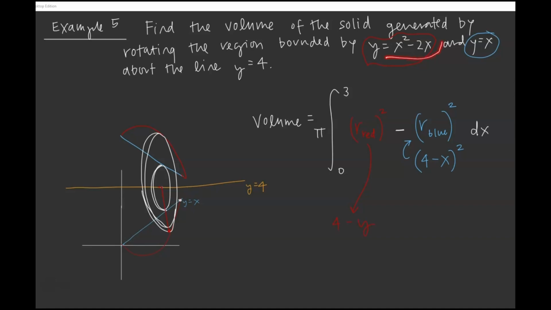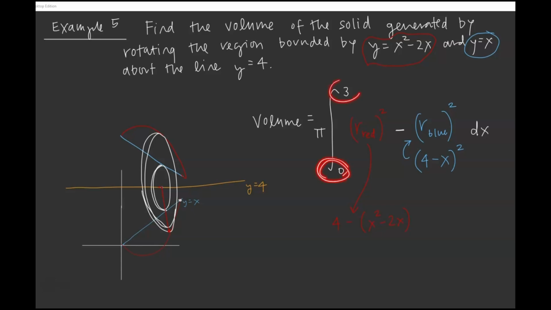y is, we need everything in terms of x, and we have what y is in terms of x right here. So y equals x squared minus 2x. So this is 4 minus, not y, but we'll use the expression x squared minus 2x. So we have all our pieces.